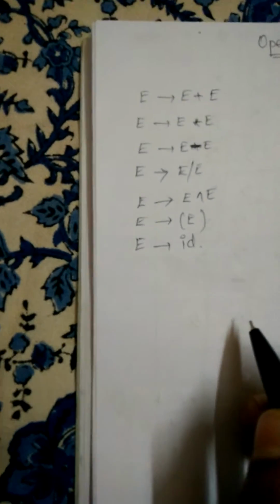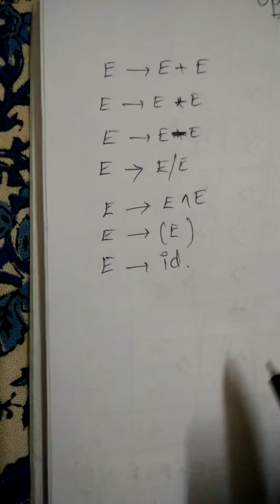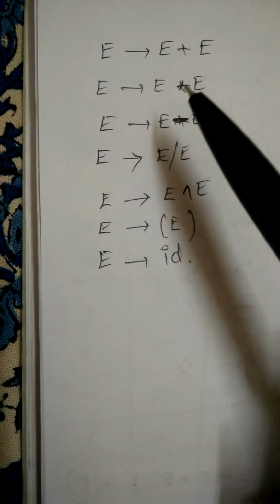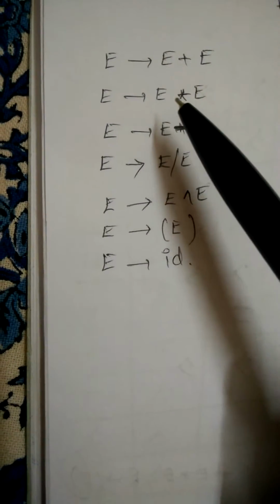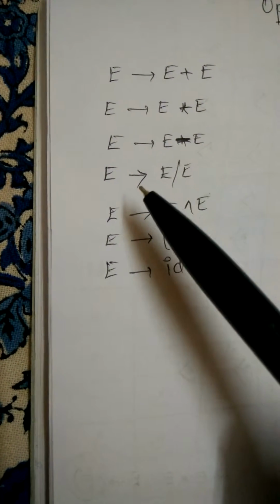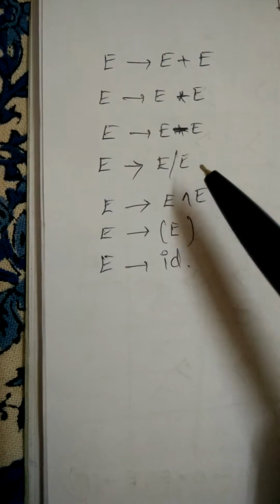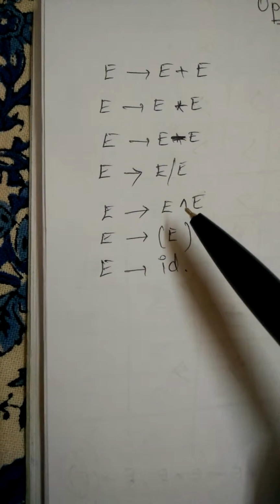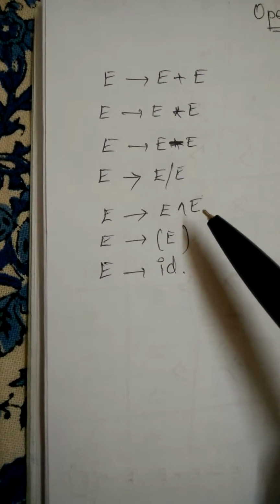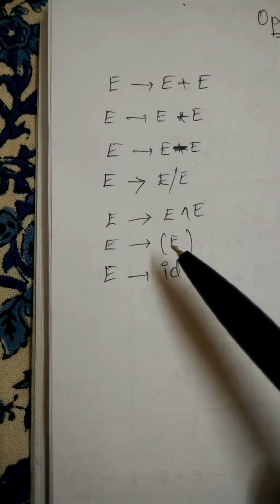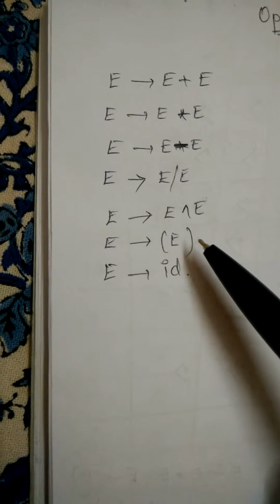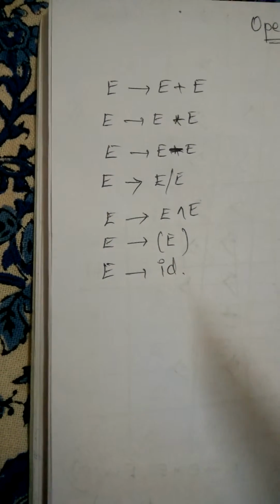Now, moving to some question. Here I have taken one simple question. E tends to E plus E, E tends to E star E, E tends to E minus E, E tends to E divided by E, E tends to E exponential to E, E tends to open bracket E close bracket, and E tends to ID.